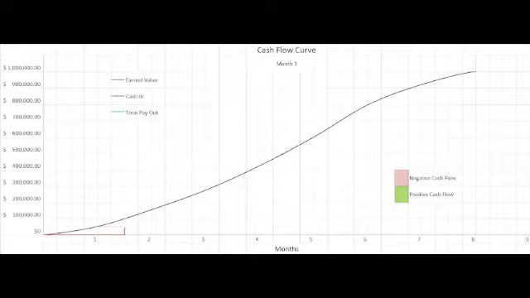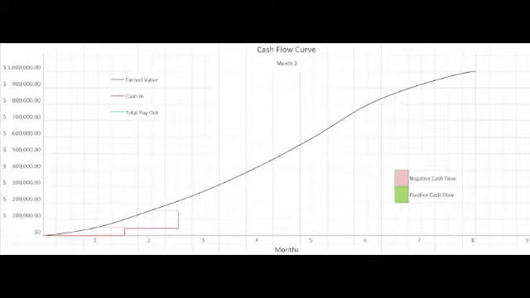At the end of month 1, we are at an earned value of $50,000. After a 10% retainage, represented by the red dotted line, our total cash-in value is at $45,000 for the end of month 1.